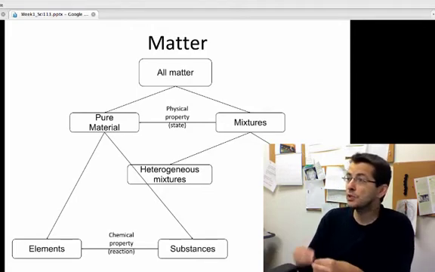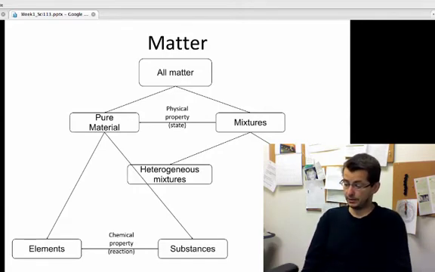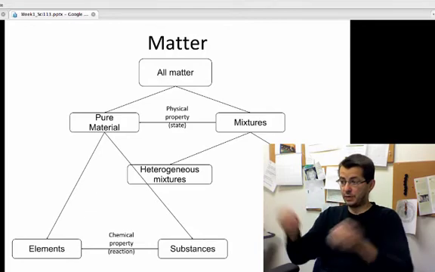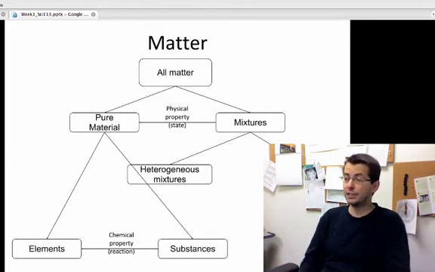Now, those components are what we call pure substances or pure materials. They only consist of a single component. If you separate them physically, down to the microscopic level, eventually you get to a point where you can't physically separate it into anything new.